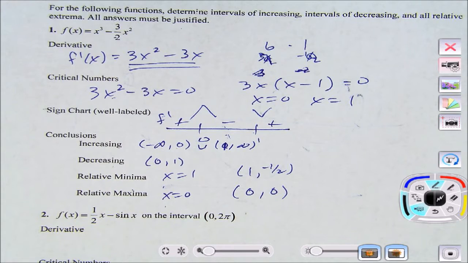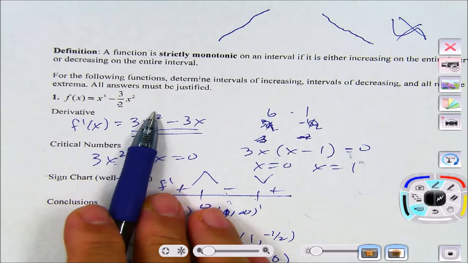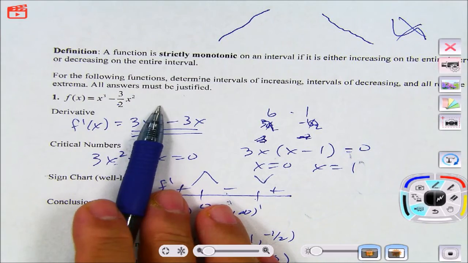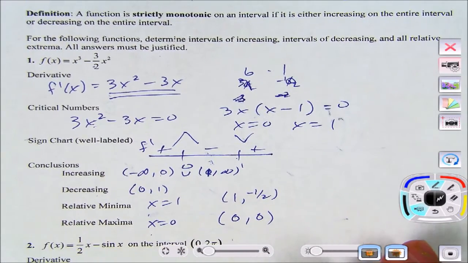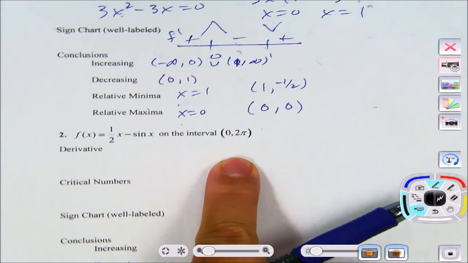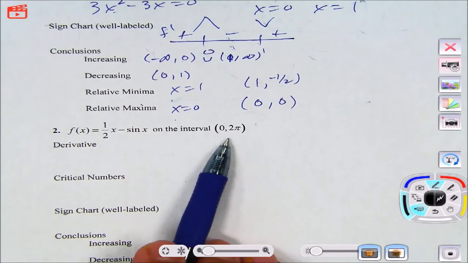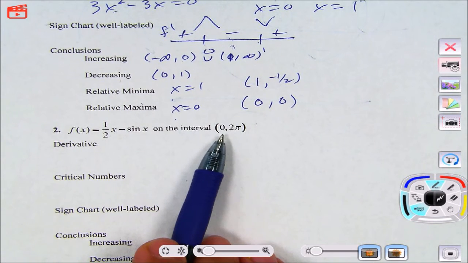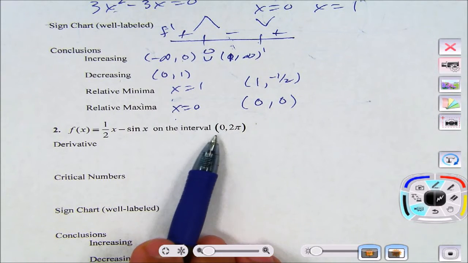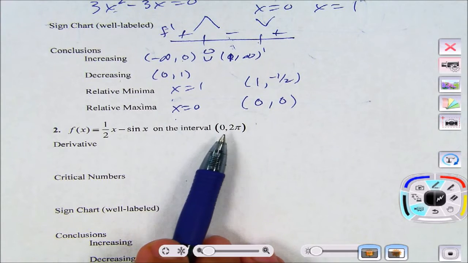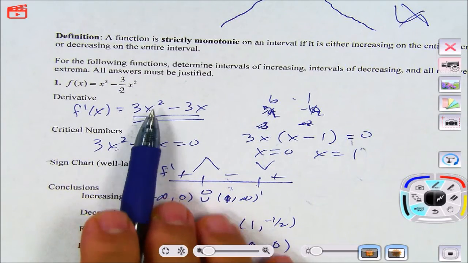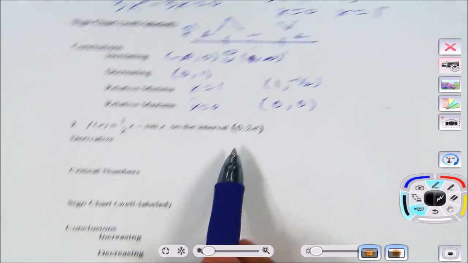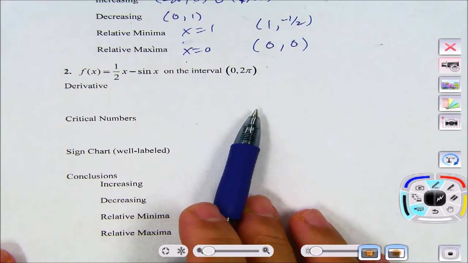But notice this one was an open interval, right? This is all real numbers, so I didn't have to deal with the endpoints. This one is also an open interval, so you're not going to check the endpoints, because they didn't include them. But this is an open interval that is finite, while number 1 was an infinite interval. Number 2 is an open interval, but it's only between 0 and 2 pi.